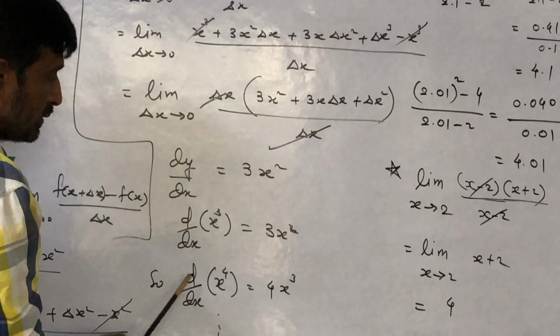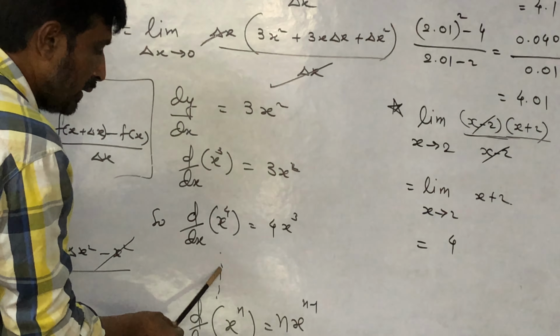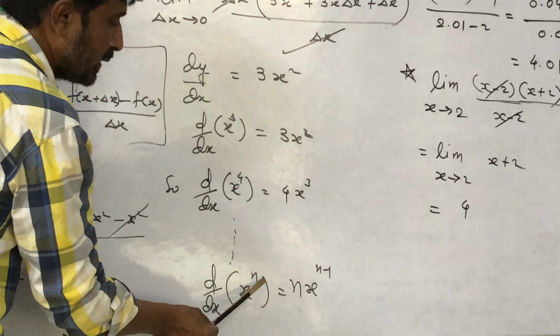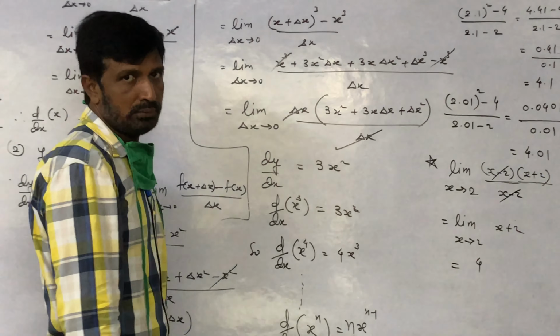So by this logic, d by dx of x raised to 4 should be 4x cube. Similarly, d by dx of x raised to n should be n x raised to n minus 1. That's it.